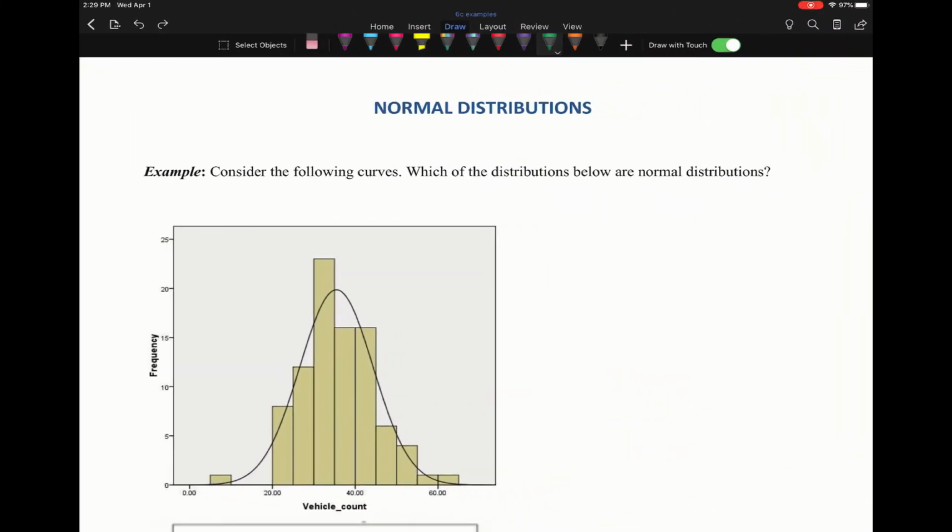In this example, we're going to explore the shape of a normal distribution. Because we are interested in the general shape of a distribution, we take a look at the smooth curve that fits the data rather than the actual shape of the distribution. The general shape of distribution is described by this smooth curve right here.